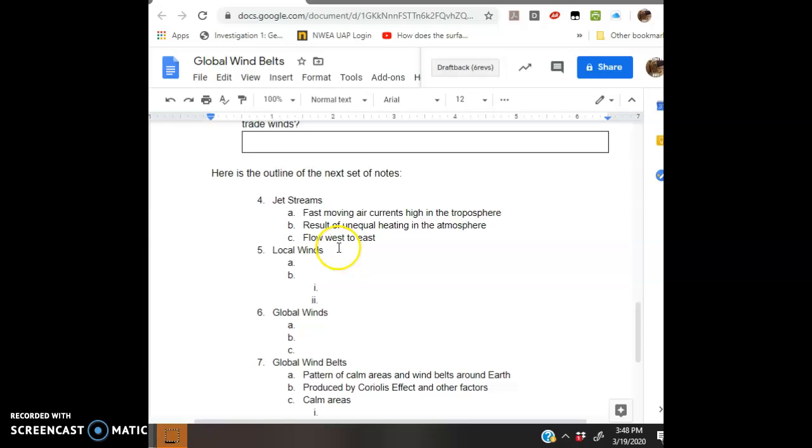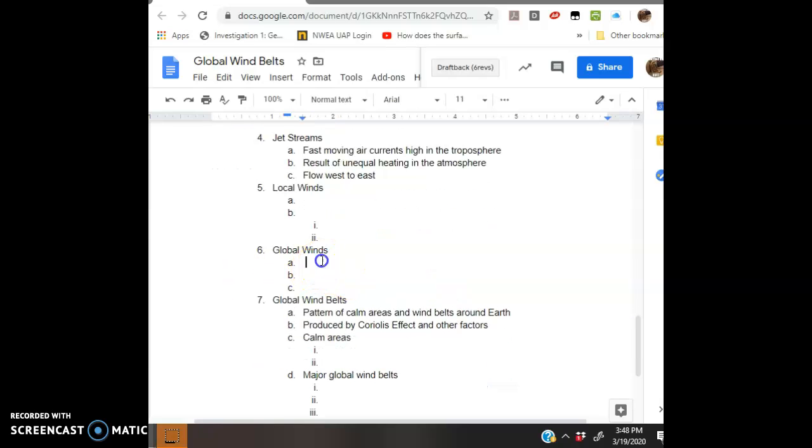First, the local winds. Not going to spend a whole lot of time on local winds, but the definition is that local winds are caused by unequal heating of the Earth's surface within a small area. So the definition would be what you would put on A, caused by unequal heating of the Earth's surface over a small area. And letter B would be that they blow over short distances. All right, there are two types of local winds. There are sea breeze and then there are land breeze.